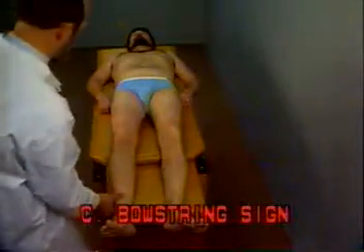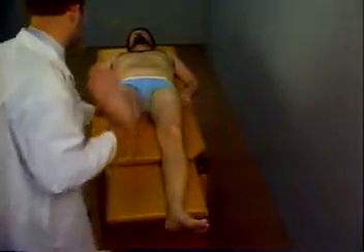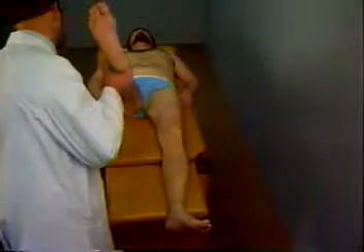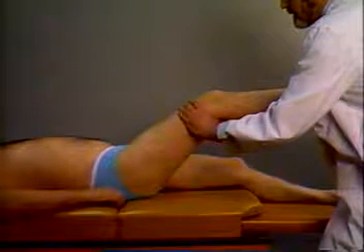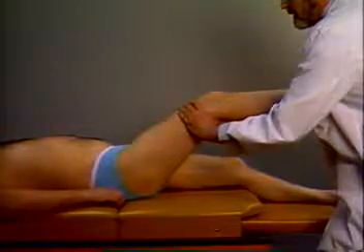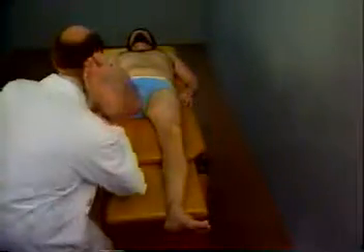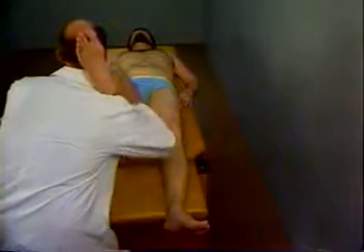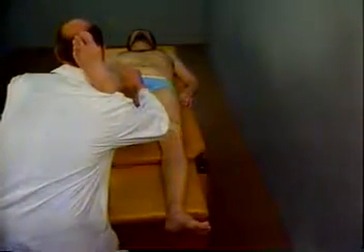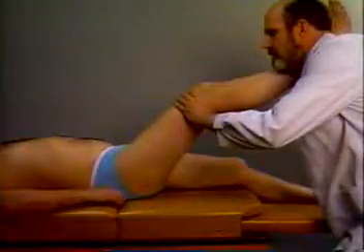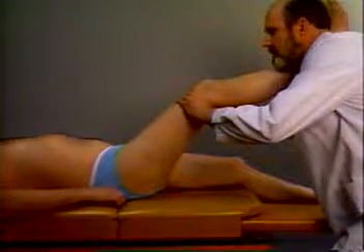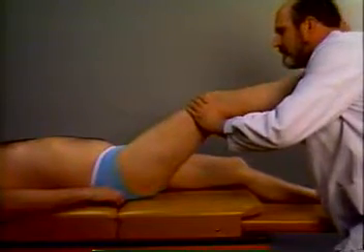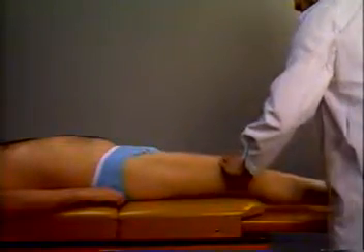Bowstring sign. The patient's involved leg is elevated to the point that pain is produced. The knee is slightly flexed and the pain will dissipate. Maintaining the position of leg elevation and knee flexion, the examiner rests the patient's lower leg on his shoulder. Firm bilateral thumb pressure is applied in the popliteal fossa, which in the presence of significant intraspinal nerve root compression will cause the reproduction of pain in the sciatic distribution.